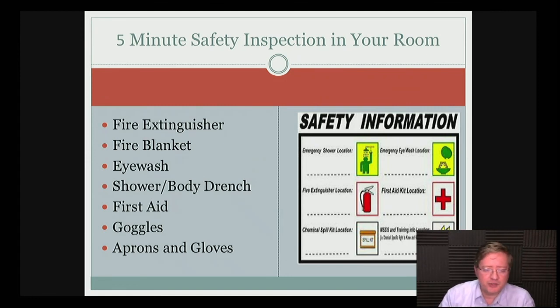So make sure, go into your room. Look, where's the extinguisher? Where's the blanket? Where's the eye wash? Where's the shower? Where's the body drench? Is there a first aid kit somewhere? Are there goggles? What are the aprons and gloves? What are these procedures? So make sure.